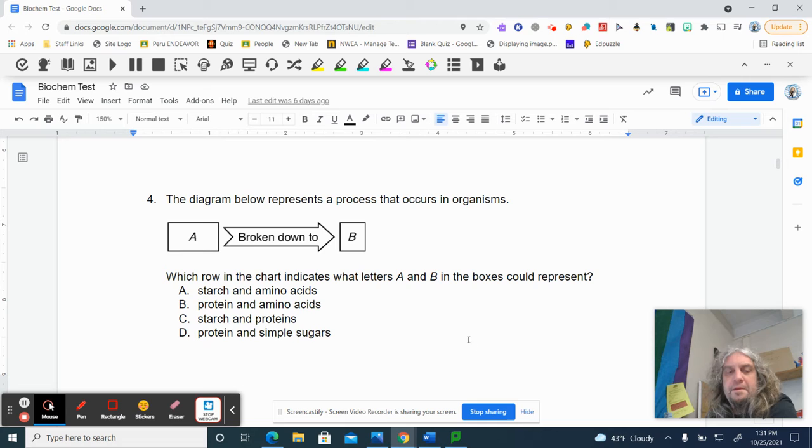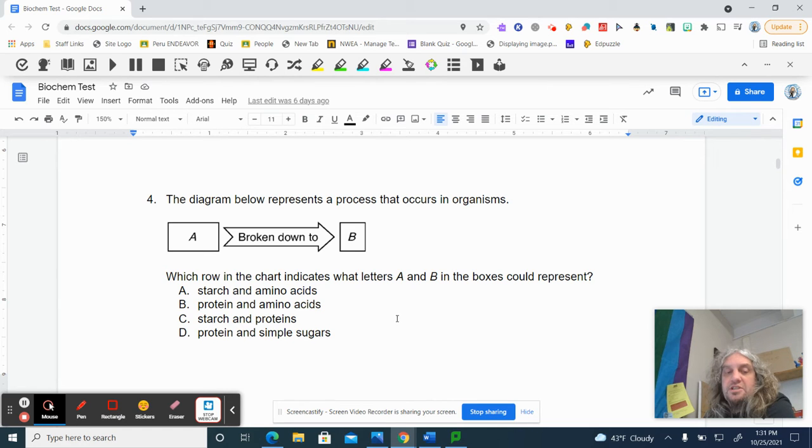Question 4. The diagram below represents a process that occurs in organisms. A, broken down into B. Which row in the chart indicates what letters A and B in the boxes could represent? Right? So which one of these?